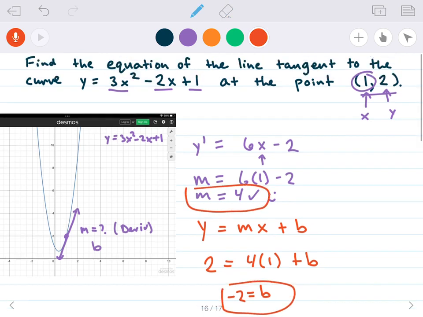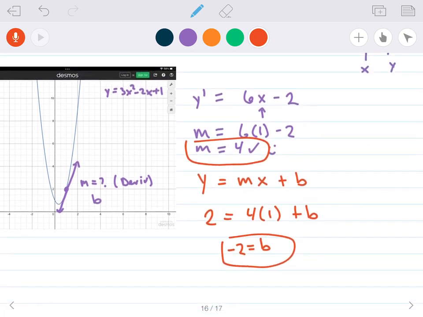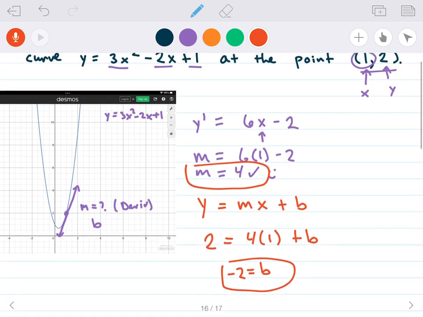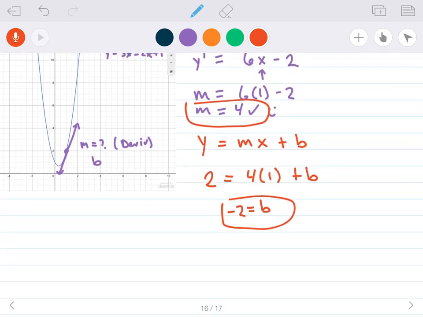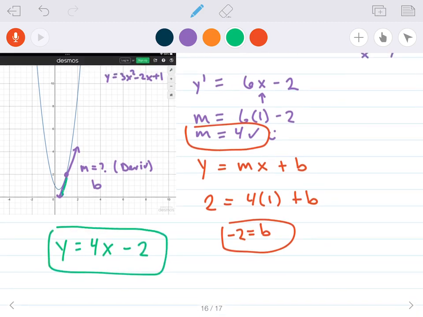And so what is my answer? Well, my answer is just, what is my answer? Oh, the equation of the line. Okay, great. So the equation of the line is y equals 4x minus 2, just replacing m and b into the slope-intercept form. So that's the equation of this line right here.